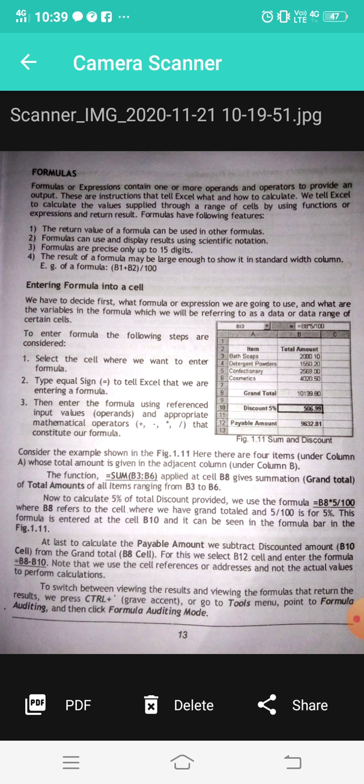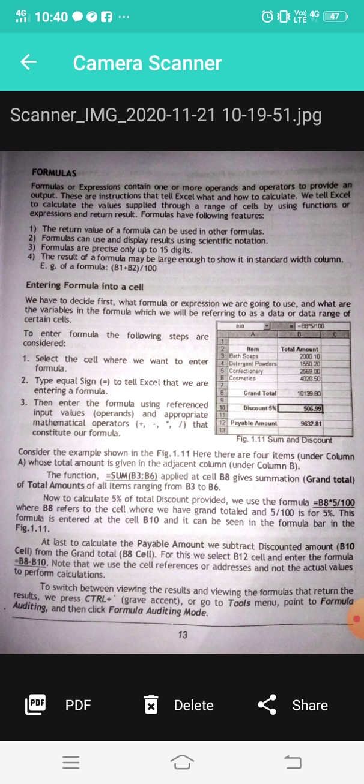After that, to calculate the 5% discount on the total, we use the formula B8 multiplied by 5 divided by 100. B8 is our grand total, where B8 refers to the cell holding the grand total, and 5 by 100 is for the 5%. This formula is entered at cell B10. It can be seen in the formula bar in the following figure.